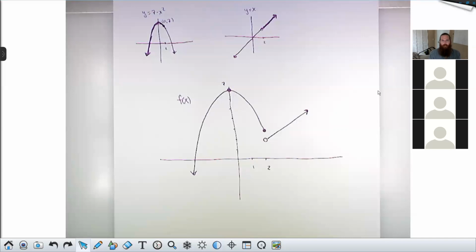You feel comfy with where this picture came from? How we got it from these two pictures? Should ask, are there any questions about how we got this picture from these two pictures? Okay, I will take your word for it.